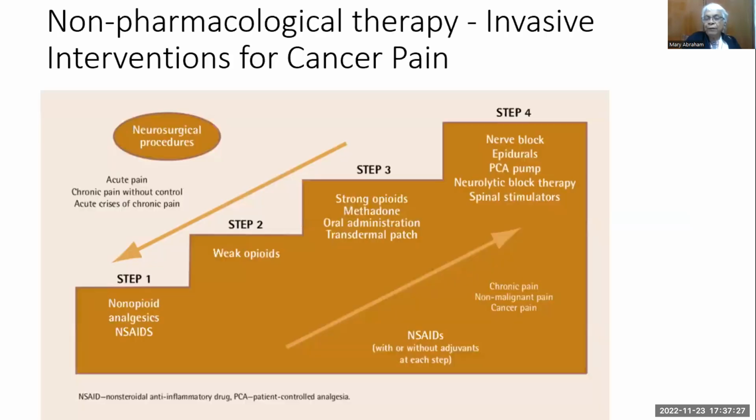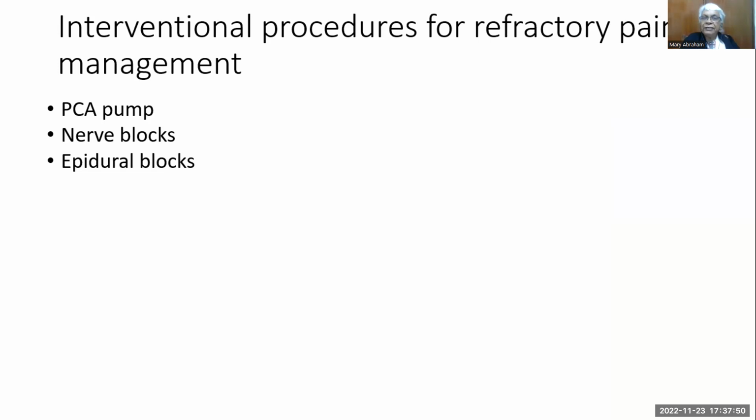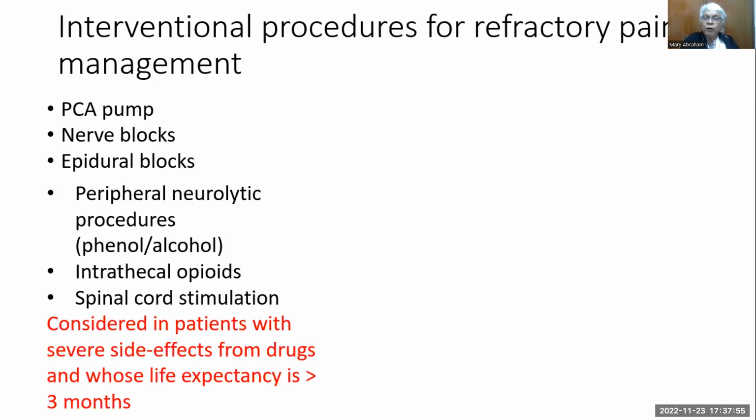Now let's talk about the non-pharmacological options. I talked about the neuropathic pain ladder where there's a step 4 option in which you can use various interventions like nerve blocks, epidurals, and neurolytic blocks to treat those patients who are unresponsive to the third step of the WHO analgesic ladder. So what interventions are available? We have the PCA pump, nerve blocks, epidural blocks, or peripheral neurolytic procedures using alcohol and phenol. And you can use intrathecal opioids or even spinal cord stimulation.